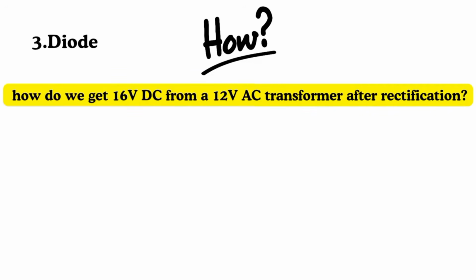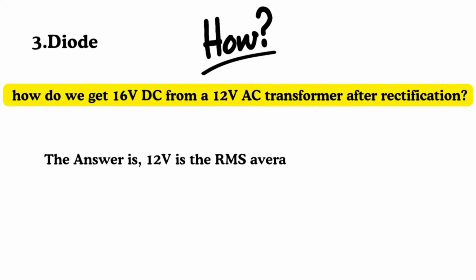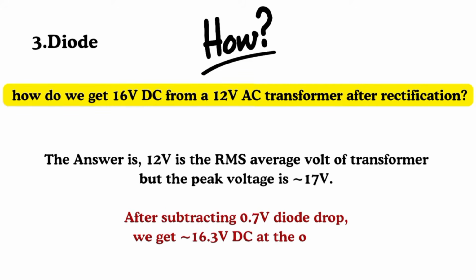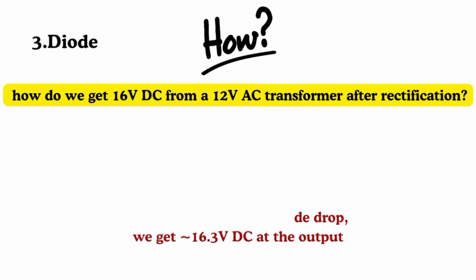But here's a puzzle. How do we get 16 volt DC from a 12 volt AC transformer after rectification? The answer is 12 volt is the RMS average of the transformer, but the peak voltage is about 17 volt. After subtracting the 0.7 volt diode drop, we get about 16.3 volt DC at the output.